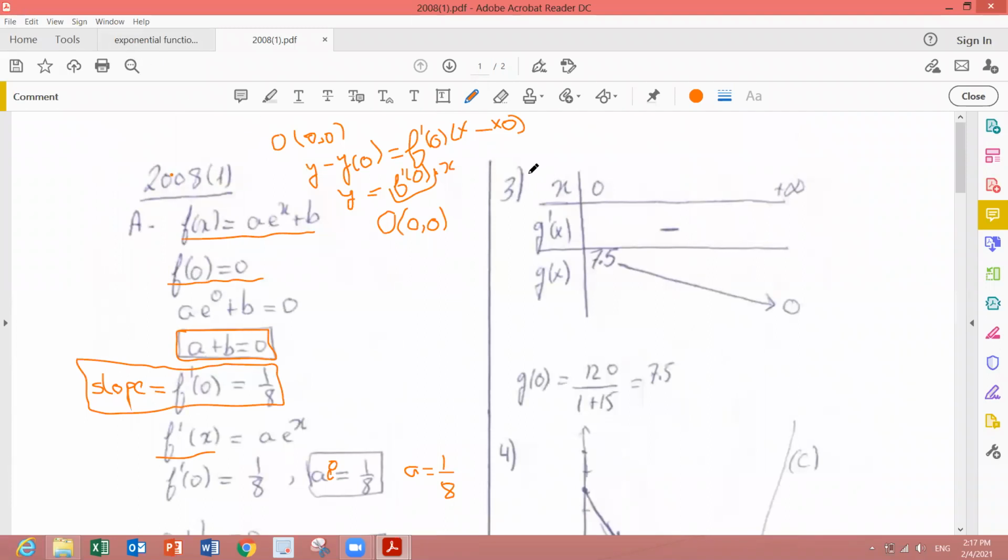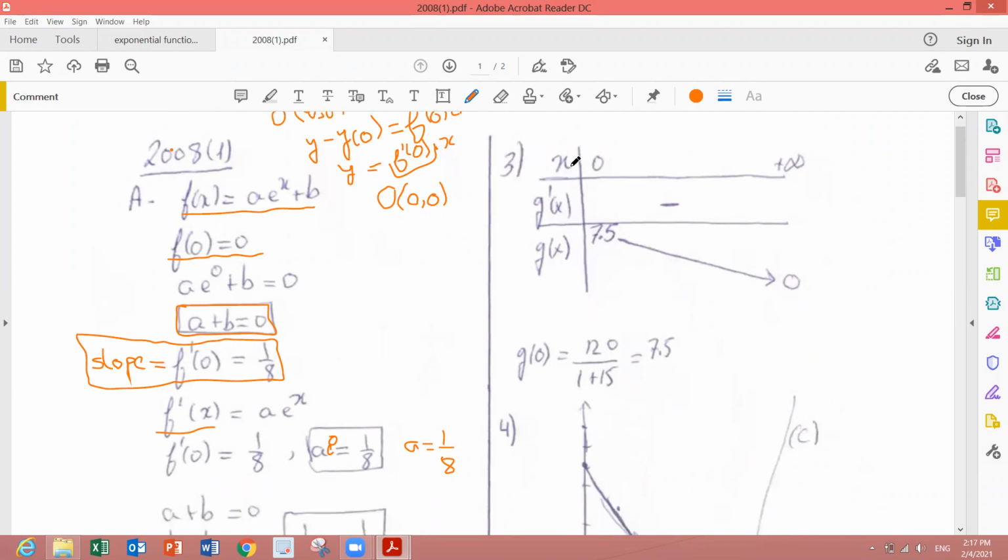Part 3, set up the table of variations. To set up the table of variations, x, g prime of x, and g of x, the domain is 0 to plus infinity. G prime negative, g is decreasing. At 0, g of 0 is 7.5. At plus infinity, we get 0, y equal to 0, horizontal asymptote.